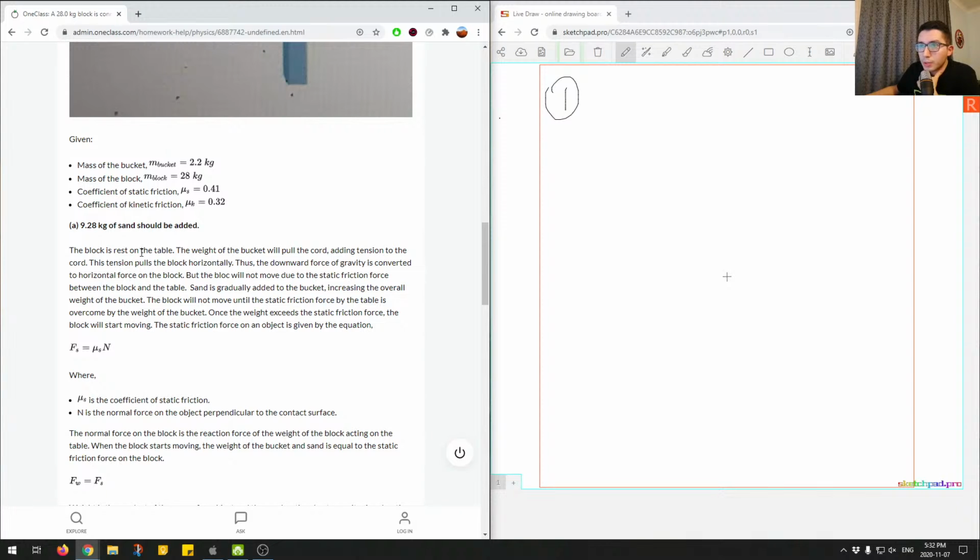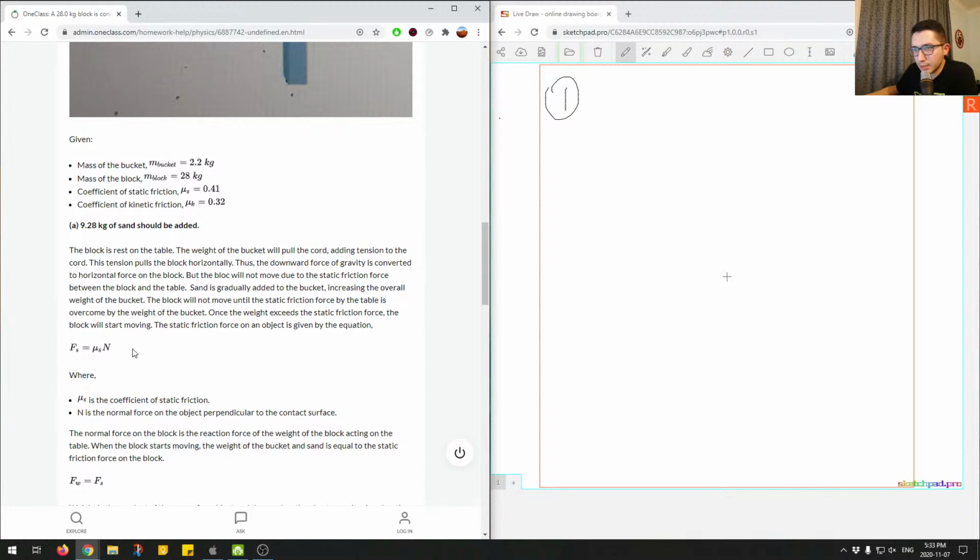The block is at rest on the table. The weight of the bucket will pull the cord, adding tension to the cord. This tension pulls the block horizontally. Thus, the downward force of gravity is converted to horizontal force on the block, but the block will not move due to the static friction force between the block and the table. Sand is gradually added to the bucket, increasing the overall weight of the bucket. The block will not move until the static friction force by the table is overcome. Once the weight exceeds the static friction force, the block will start moving.